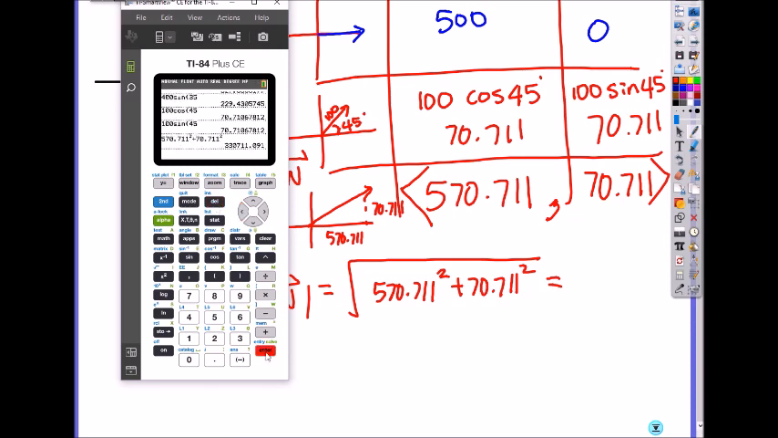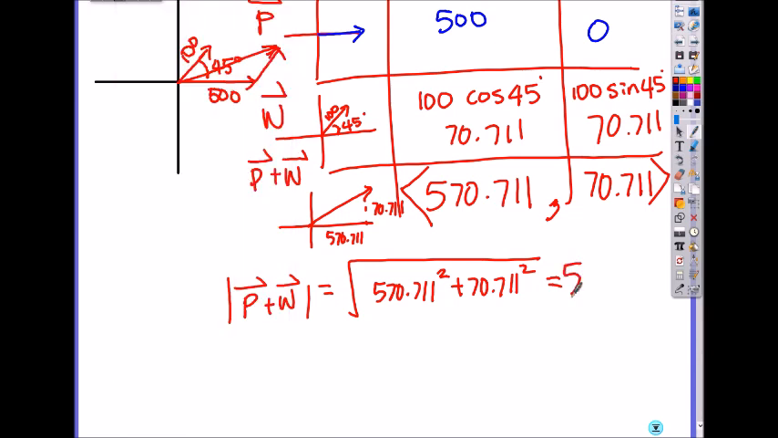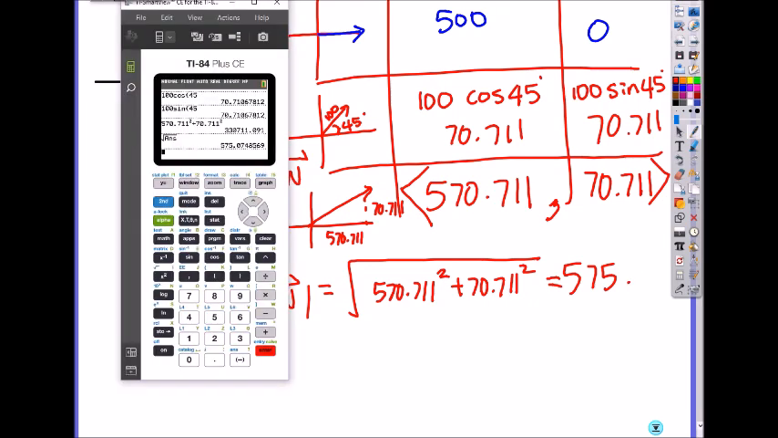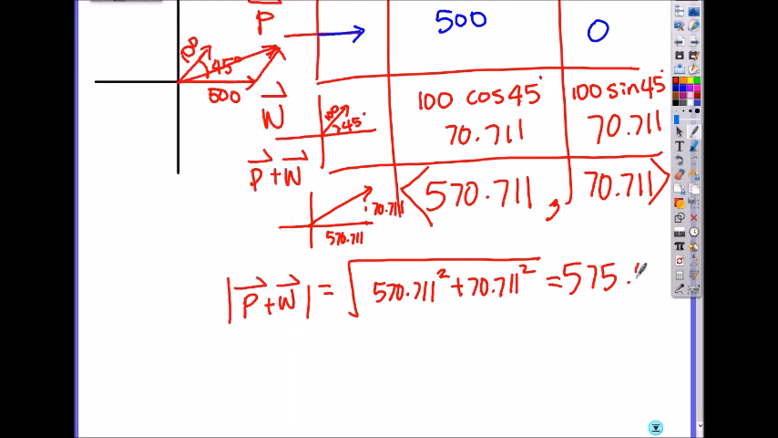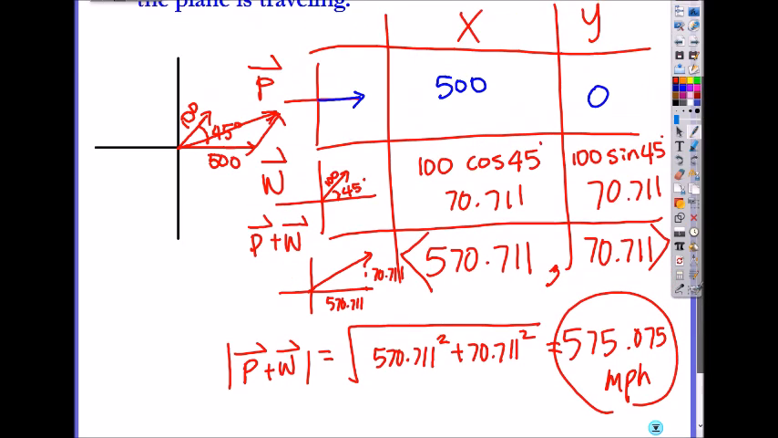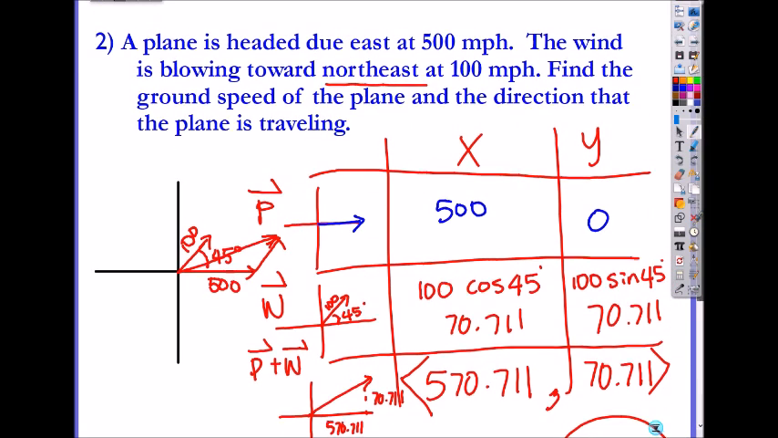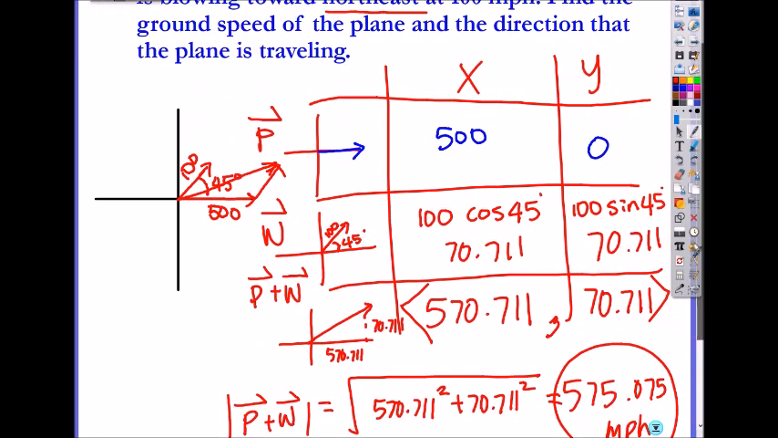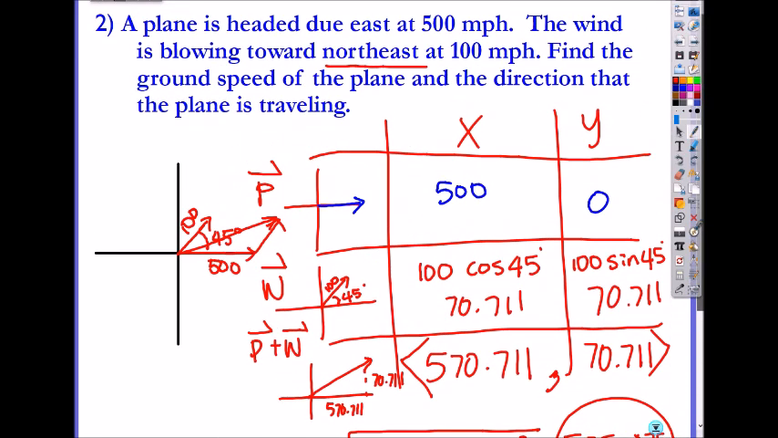So I get that. And then take the square root of that answer. So I get 575.075. What was its unit? Miles per hour. So as you can see, the airplane flying at 500 miles per hour, the wind is kind of blowing in the same direction, so it goes actually faster. How nice.